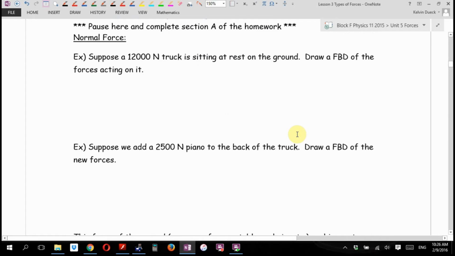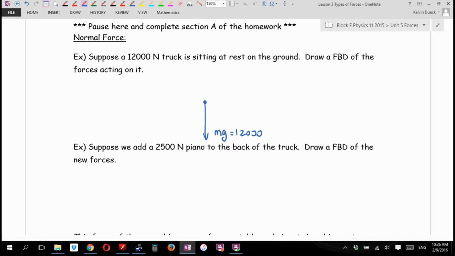Suppose a 12,000 Newton truck is sitting at rest on the ground. Draw a free body diagram of the forces acting on it. Okay. What are the forces acting on the truck? Get the obvious one. In fact, I could even be really specific if I wanted to, since they told it to me in newtons.